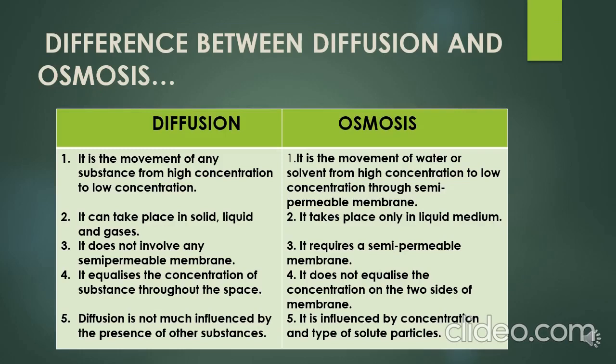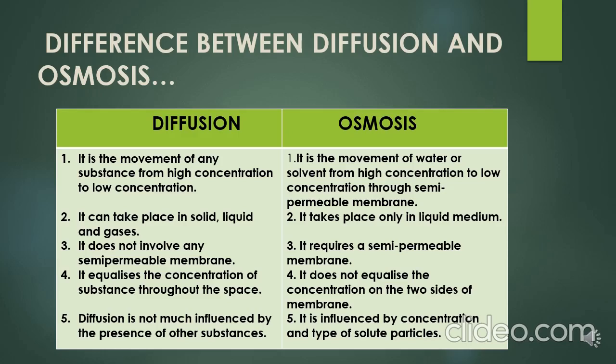Next topic is difference between diffusion and osmosis. First point, in diffusion, it is the movement of any substance from high concentration to low concentration. But in osmosis, it is the movement of water or solvent from high concentration to low concentration through a semi-permeable membrane. Second point, in diffusion, it can take place in solid, liquid and gases, but osmosis will only take place in liquid medium.